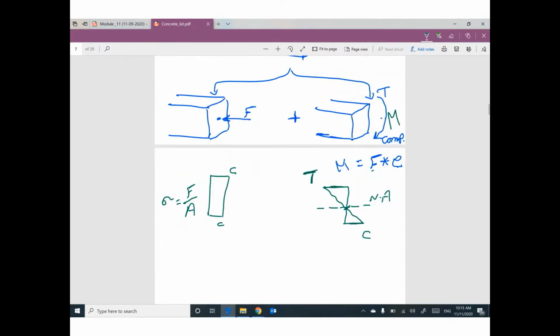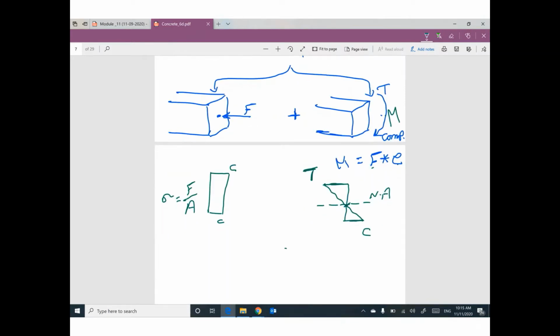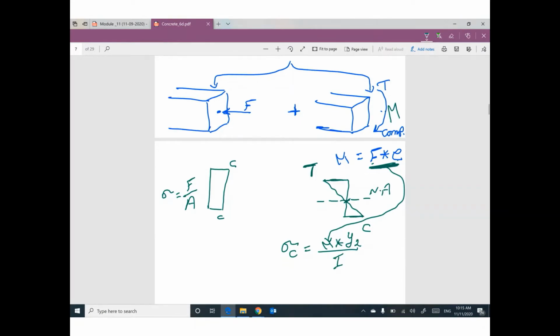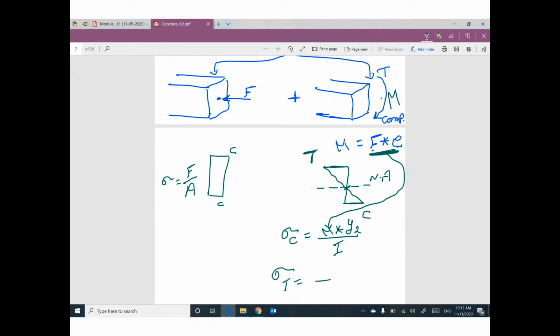Can you tell me what is the value of this compression at the bottom? This value of moment times y2 at the bottom, divided by I. What is the value of sigma tension? This value of moment times y1 at the top, divided by I. We learned this. That's right.